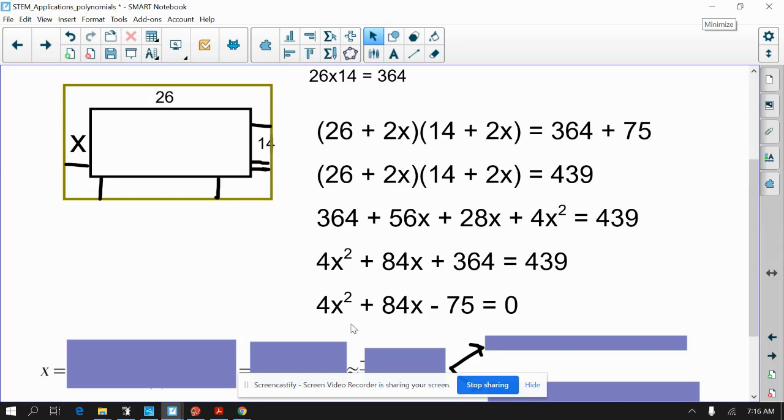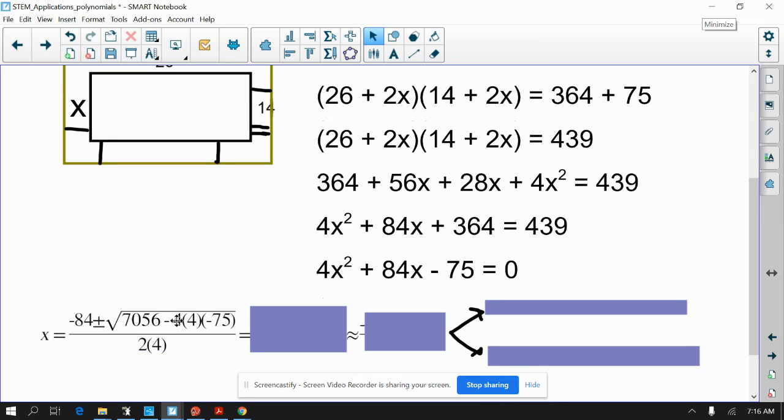So we want to solve for x. And since it's a quadratic that equals 0, you would do the quadratic formula: the opposite of b plus or minus the square root of b squared minus 4 times a times c. And I do all this in my calculator. 7,056 minus 4 times negative 75. I get this. Take the square root in my calculator. I get about 90.86. And now I split it up into two different values.